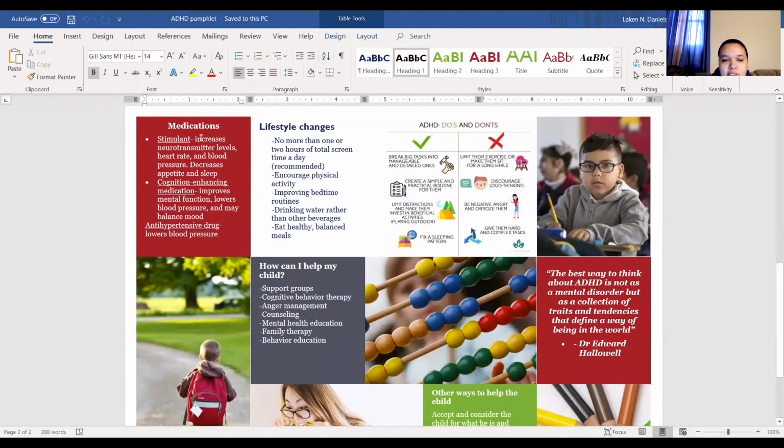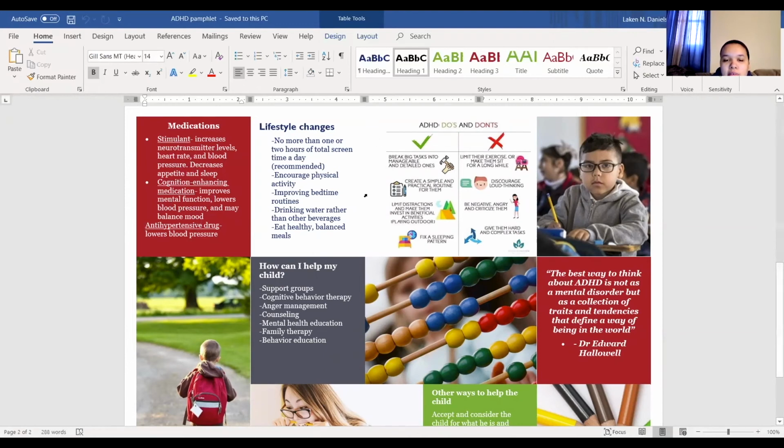Some medications: they would maybe give a stimulant, like Ritalin, which increases the neurotransmitter levels, the heart rate and blood pressure, and decreases appetite and sleep. He might give cognition enhancing medication, which improves mental function, lowers blood pressure, and may balance mood. Then they might give some antihypertensive medication, which will lower the blood pressure.